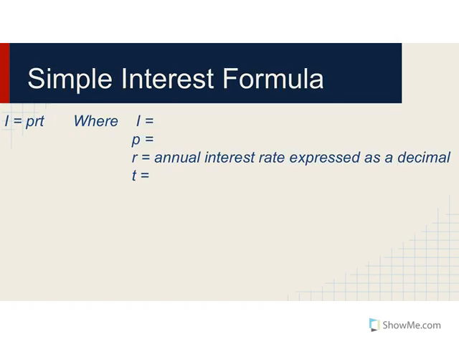So we're going to go over our simple interest formula. The actual formula here is I equals PRT, where the I stands for interest, the P stands for principal, R is the annual interest rate expressed as a decimal, and T stands for the time. And that's going to be expressed yearly.